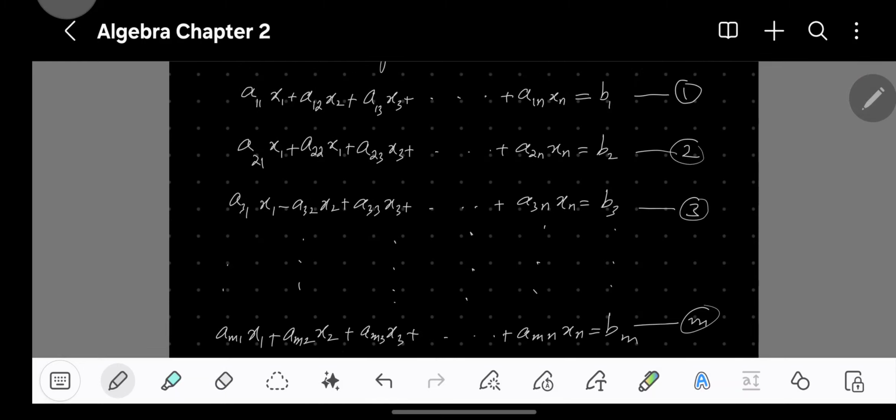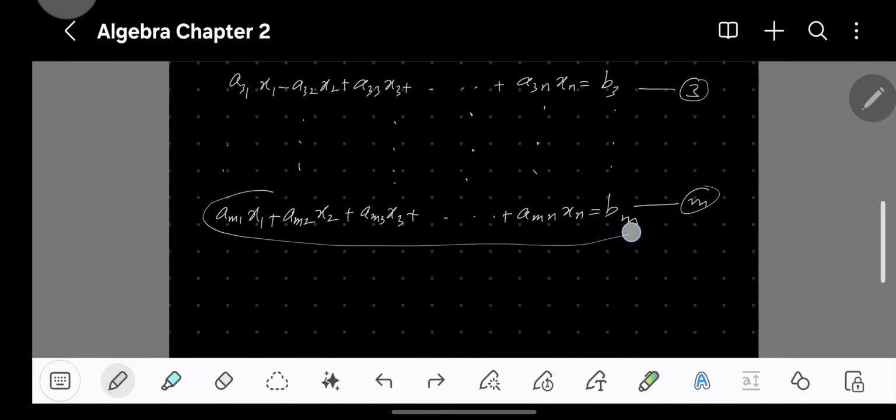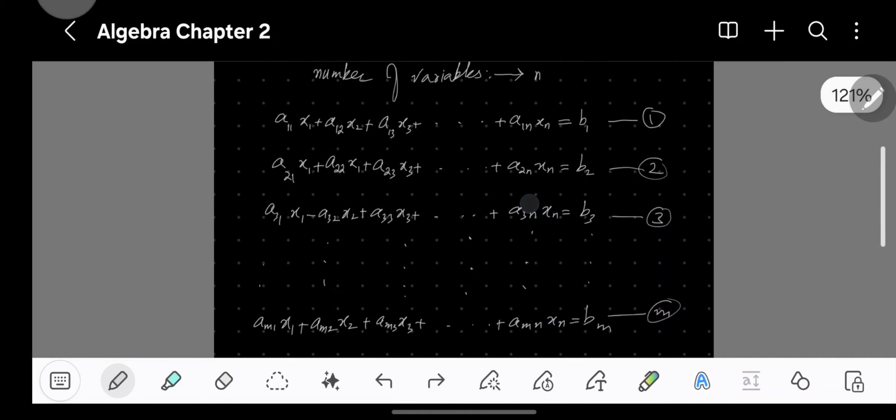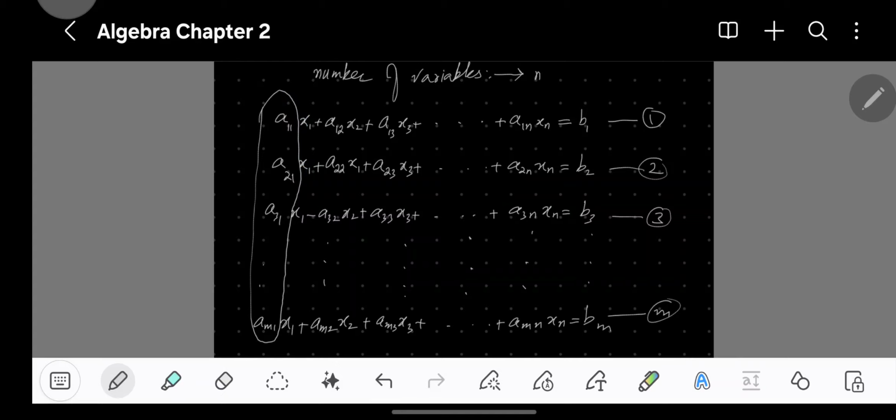Again, if you look along each row, the first index of each coefficient is the same. For example, for the first equation, the first index is 1. For the second equation, the first index is 2. For the third equation, the first index is 3 in all of the coefficients. And similarly, along the last equation, the first index is m. But if you look along columns, for the first column, the second index is 1 for all the terms.